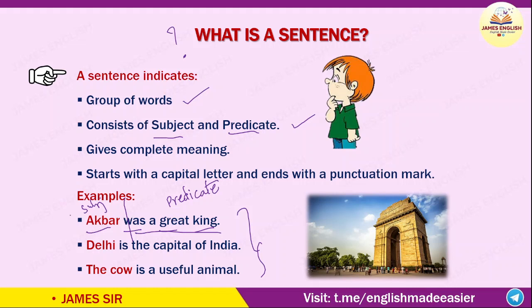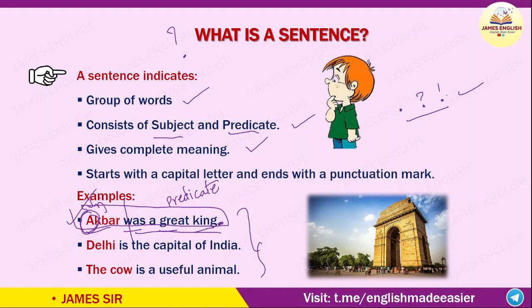And please read the example once again. Akbar was a great king. It provides complete meaning. And a sentence starts with a capital letter and ends with a punctuation mark. Please observe the word Akbar. It begins with a capital letter and ends with a punctuation mark. Punctuation mark means it can be a full stop, a question mark, or we can also use an exclamatory mark. These are known as punctuation marks, right?